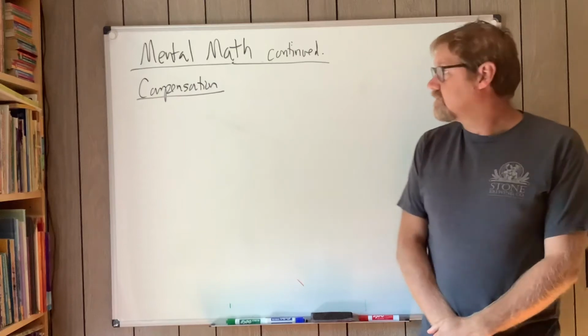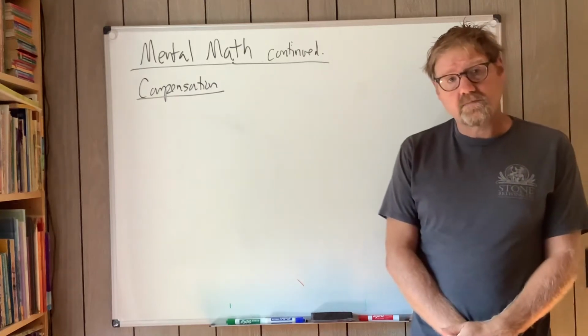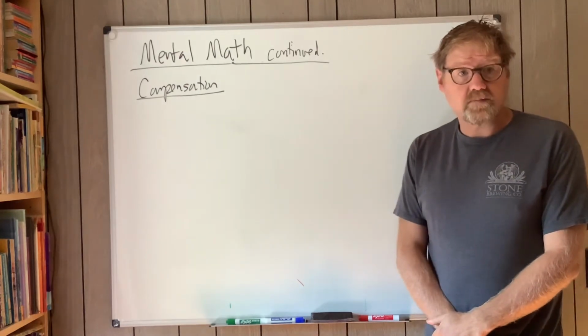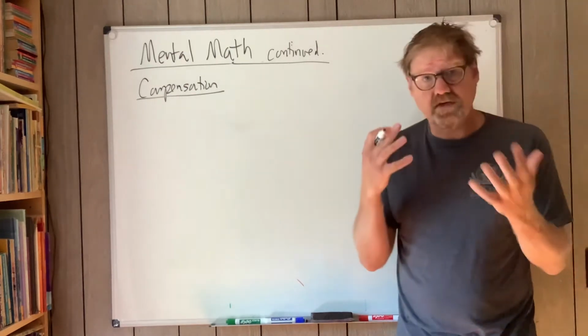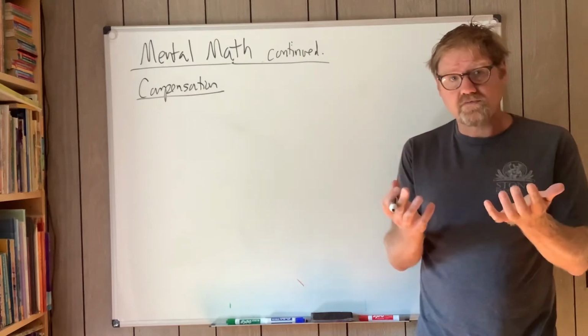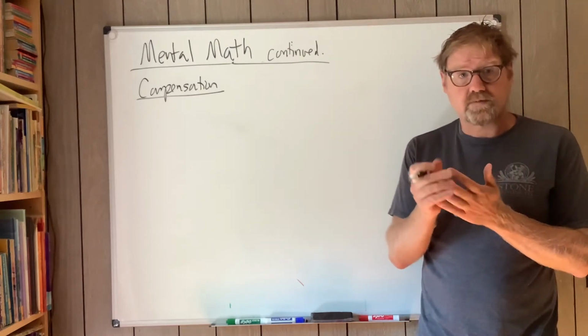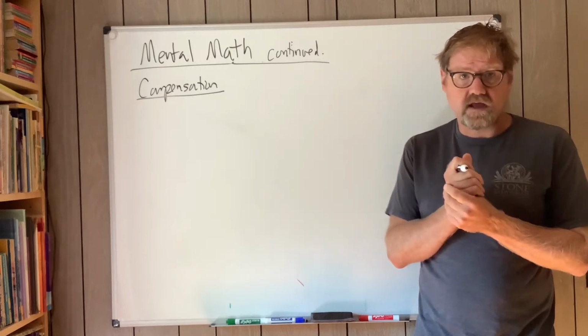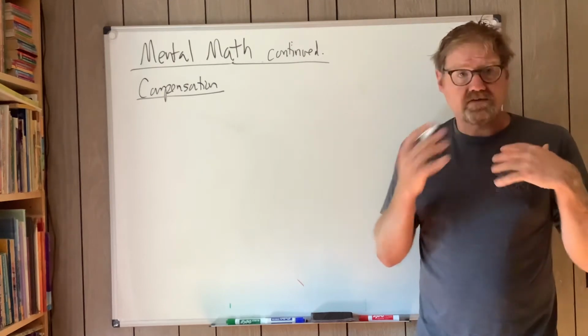So this video is about mental maths, the continuation from the previous video. And we're going to start with compensation. Compensation means you've got pairs of numbers that I'm either going to add, subtract, multiply, or divide. You can do compensation with any of the four basic arithmetic operations. You just have to keep them all straight.